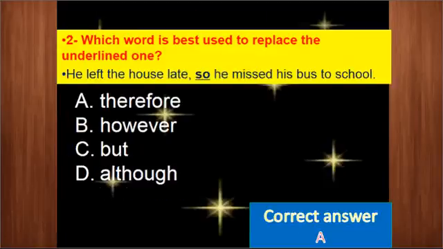Here the second question is dealing with the connectors, the linker words, and we usually have a lot of questions on this topic. Here we have an example: He left the house late, so he missed his bus to school. The best word that we can use here to replace the linker so from the following: therefore, however, but, although. The correct answer is A. Therefore is the best to be replaced with so.